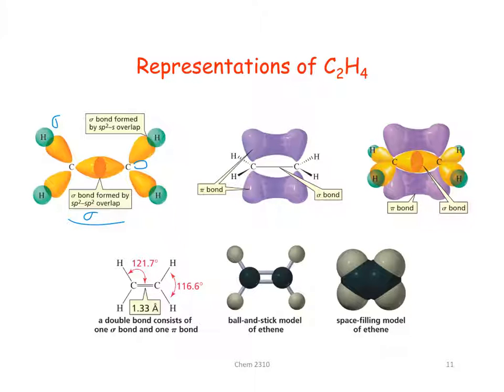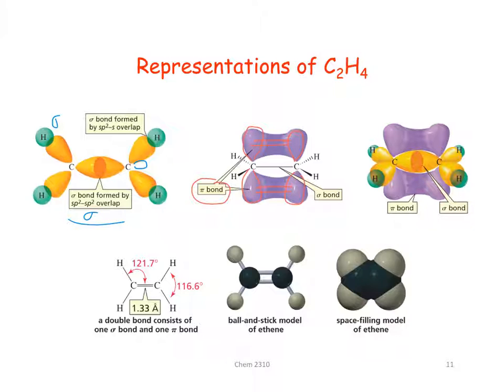So remember what we have left over now. When we did sp2, we only used 2 of the p orbitals, so we have 1 p orbital left over. That p orbital is going to show up right here. It's perpendicular to the plane of the sp2 hybridized orbitals. Each of these carbons has a p orbital, and those p orbitals can overlap and interact in a side-by-side manner. And this is called a pi bond.